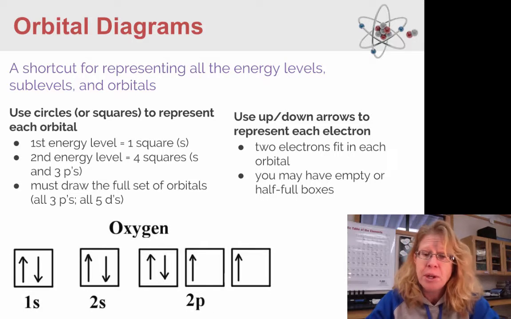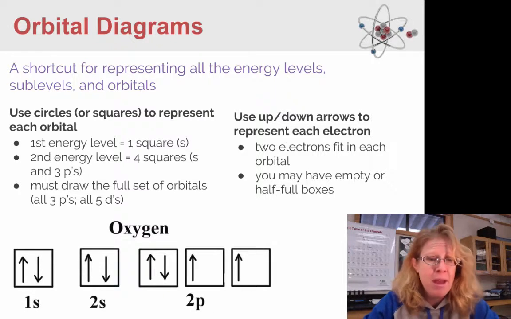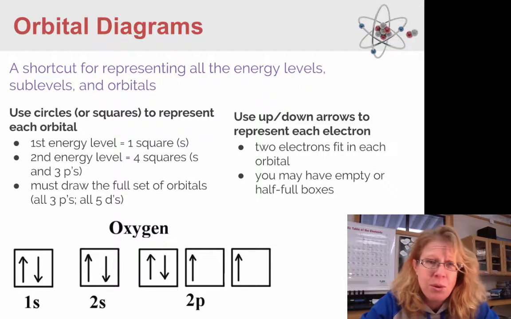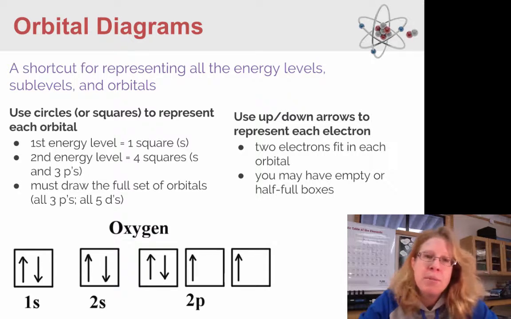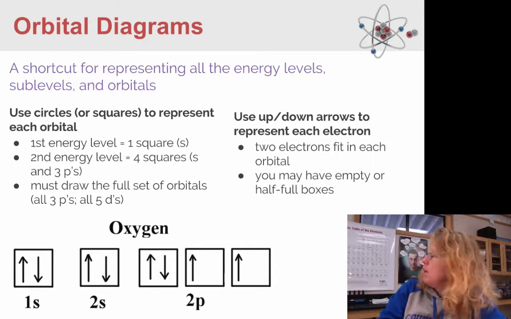So let's take a look at an example here. Here's oxygen. And again, when we're trying to figure out how to write the orbital diagram, this particular example has squares on it because it happened to be the one I found. It's a little easier to do squares on the computer. Typically, when we draw them, it's easier to draw circles, so that's why I encourage you to do that.